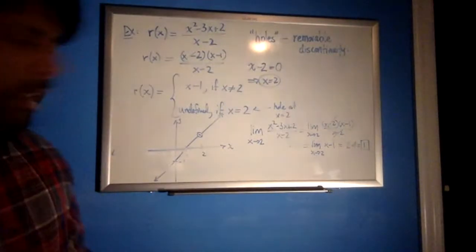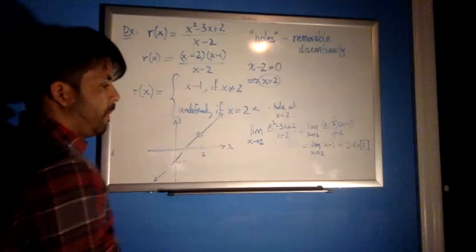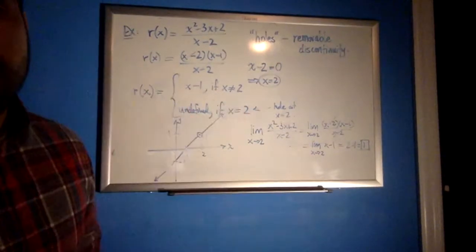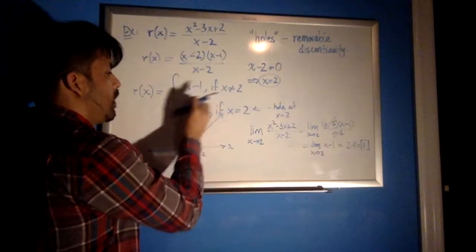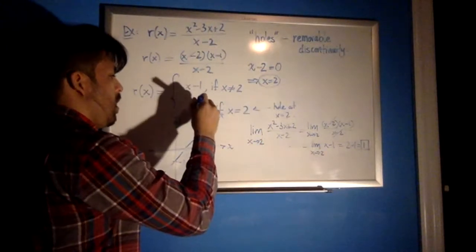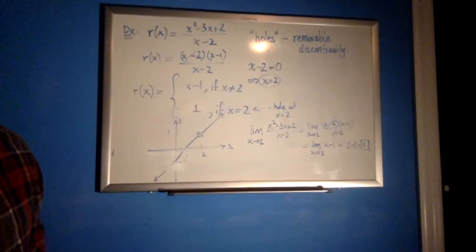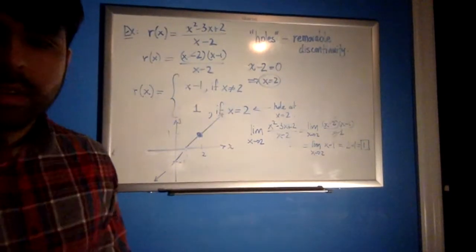So then what do you realize? What I realize is at 2, what should this be? It should be 1. So how would I remove the discontinuity? I would say, hey, at x equals 2, make this equal to 1. And I removed it because now I filled it in, and now it's continuous.